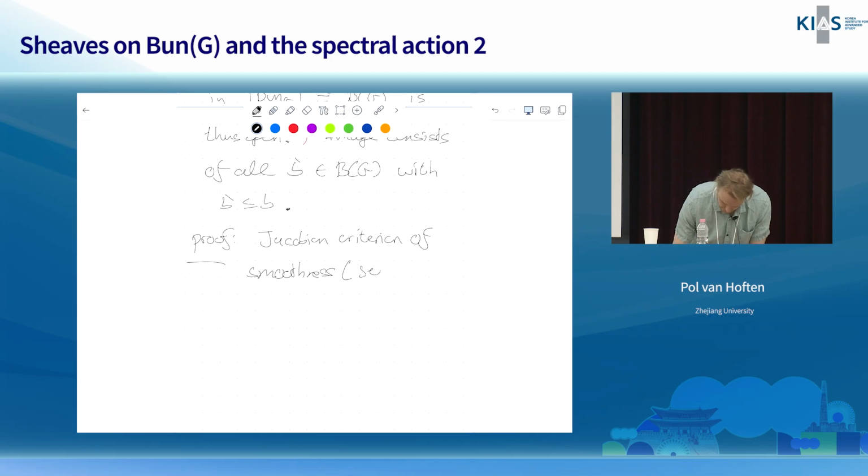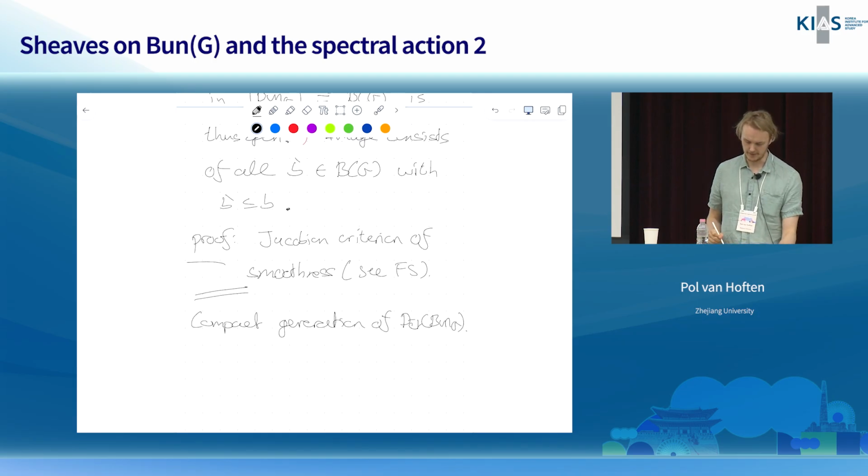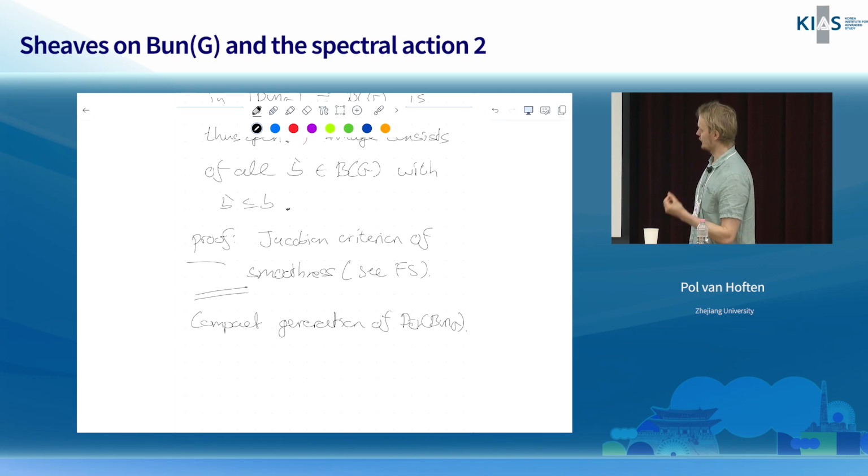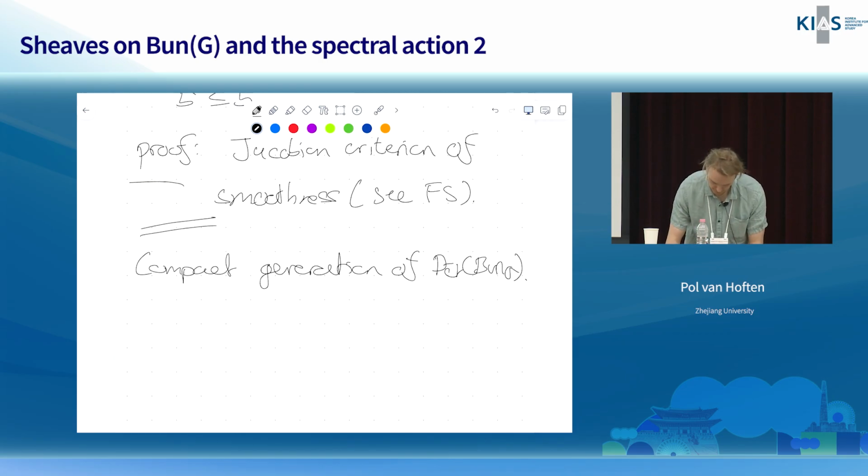So let's see, Fargues-Scholze. Okay, so I have about 20 minutes left, so I want to talk about compact generation of D et al. Bun G. Okay, so let me just say quickly, why do you care about compactly generated, and what does it mean again? It means, well, generated by compact objects.